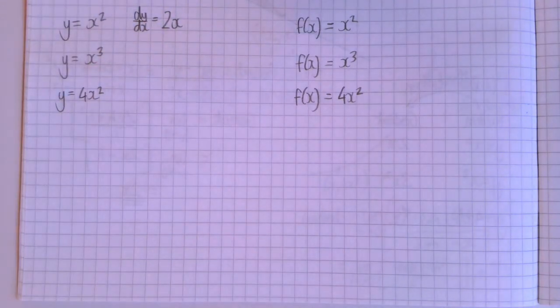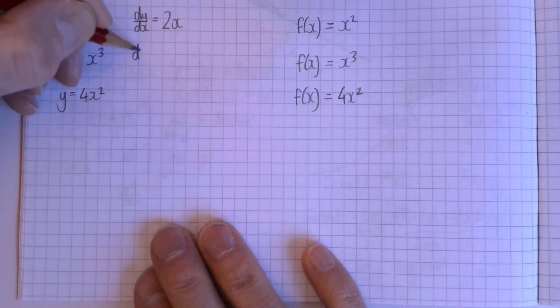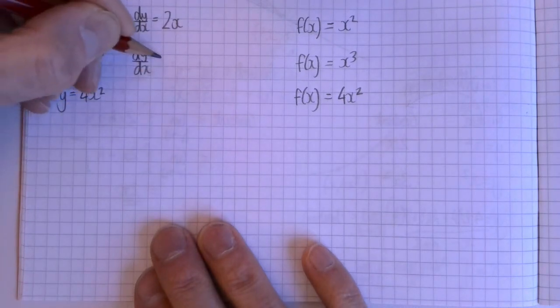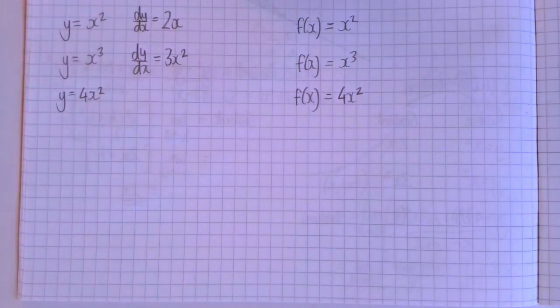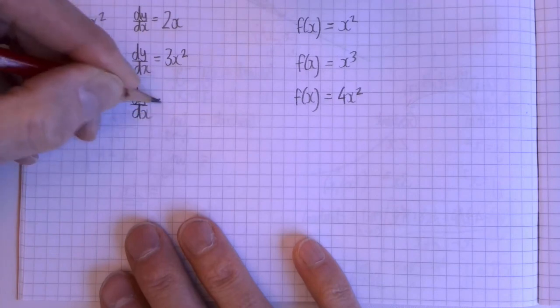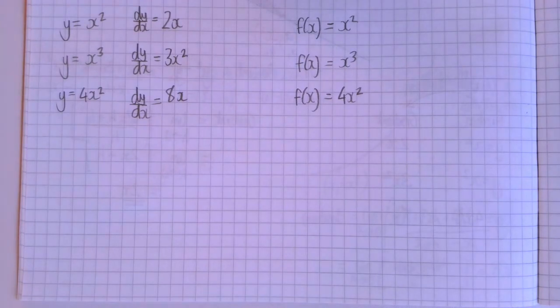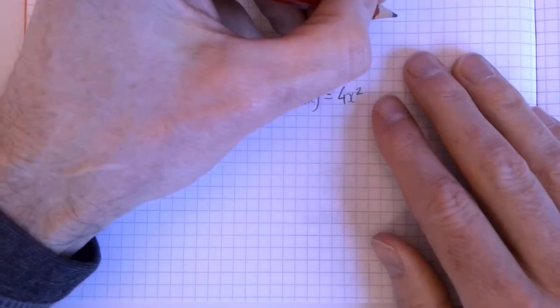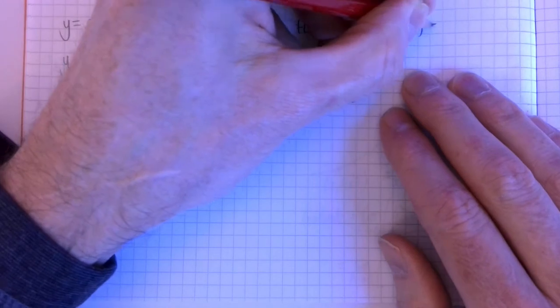So 2x was the formula we got from x squared, wasn't it? So we call that dy by dx. For y equals x cubed, dy by dx is 3x squared. We did that a moment ago. And the last one we did just a second ago, dy by dx was 8x. If instead the function is described as f of x, then we call the formula for the gradient f dash of x.